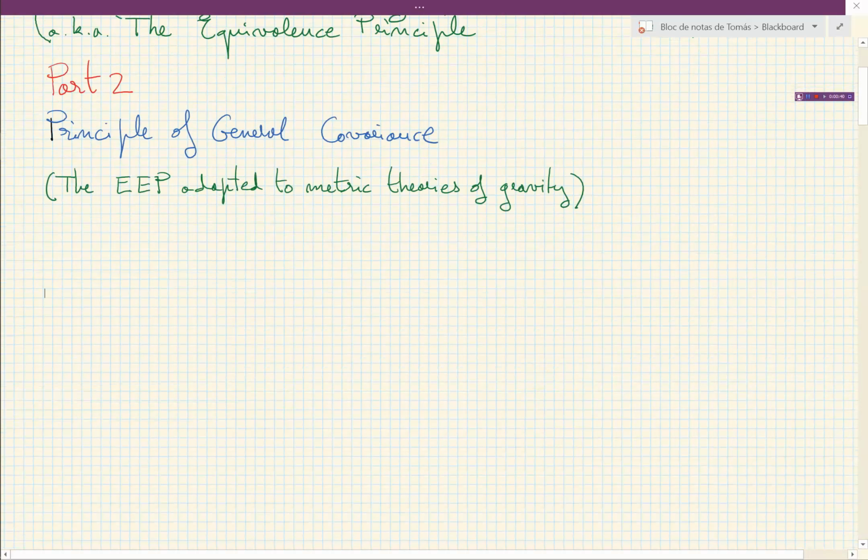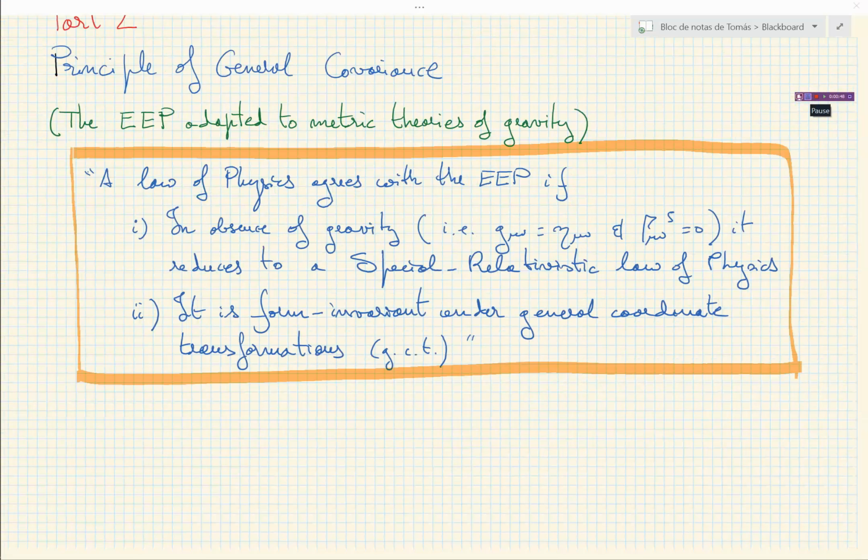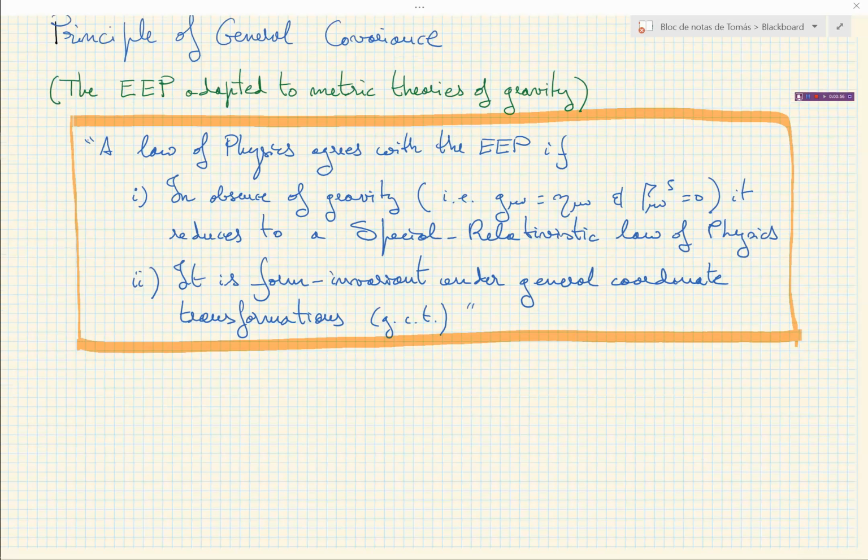And the formulation of this principle is as follows. A law of physics agrees with the Einsteinian equivalence principle if these two conditions are met. First of all, in absence of gravity, and this means in the context of metric theories of gravity that the metric is the Minkowski metric, but also that this affine connection is zero, because remember that this affine connection can be different from zero if the metric is the Minkowski metric but expressed in certain coordinates which do not correspond to an inertial reference frame. So there are inertial forces, and then gamma is different from zero. So in absence of gravity, which means these two things, it reduces to a special relativistic law of physics.